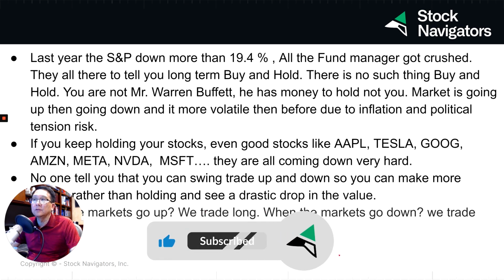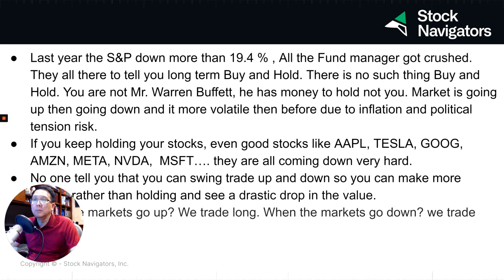They tell you to buy and hold for the long term. But there is no such thing as a setting for buy and hold. You are not Mr. Warren Buffett. He had money to hold, not you. The market is going to go up and go down. It's more volatile than before due to inflation and political tension risk.